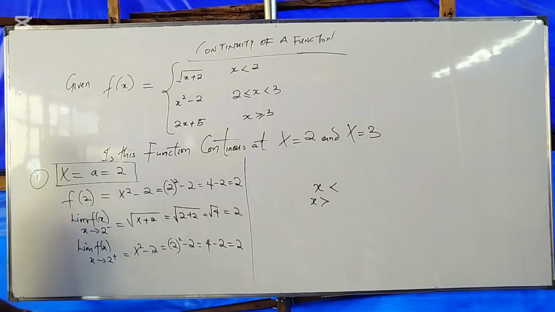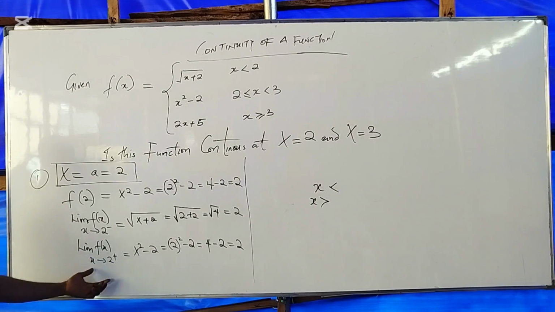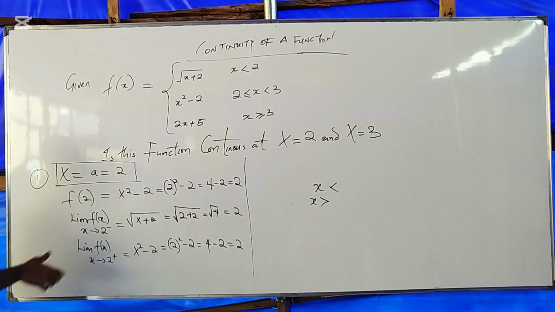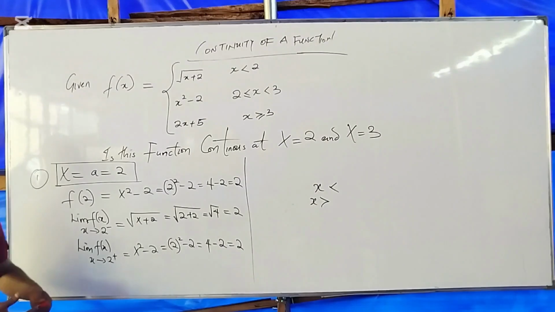Wow. What do you notice here? The limit of f of x as x approaches 2 on the left hand side is the same as on the right hand side. That means the limit exists. So since f of 2 is equal to this limit, the function is continuous at x equals to what? 2.